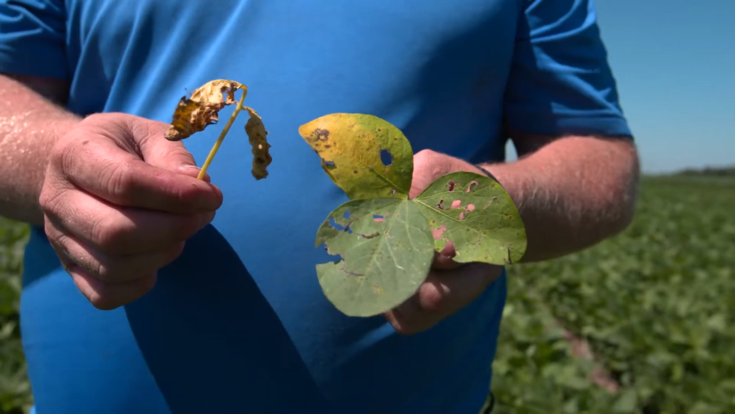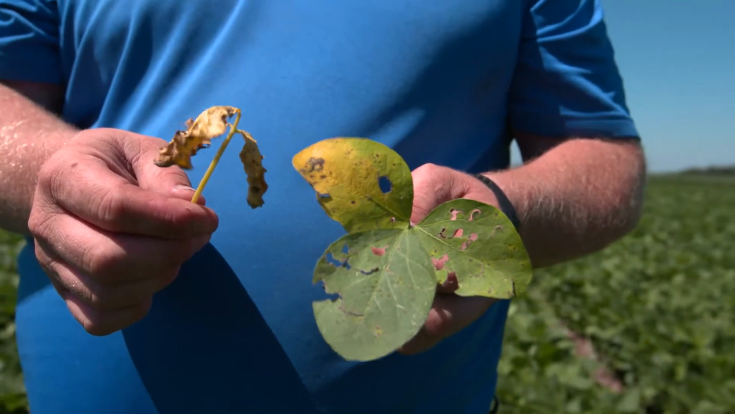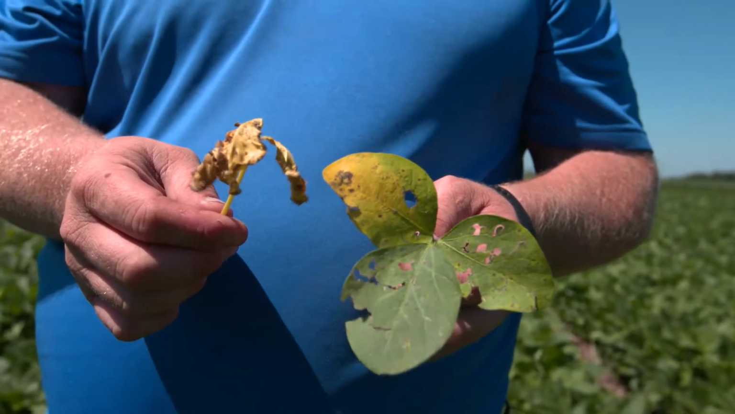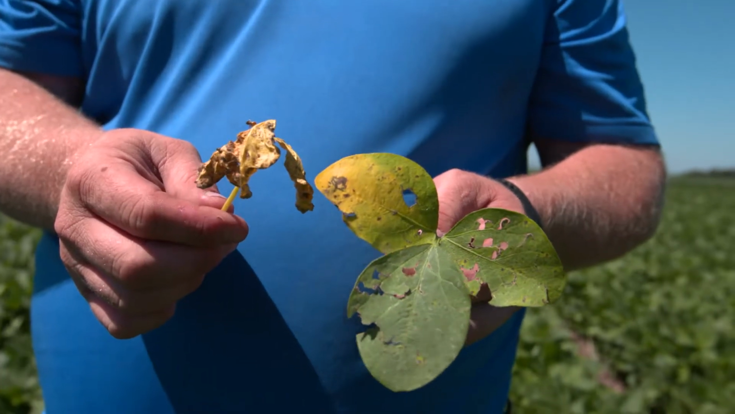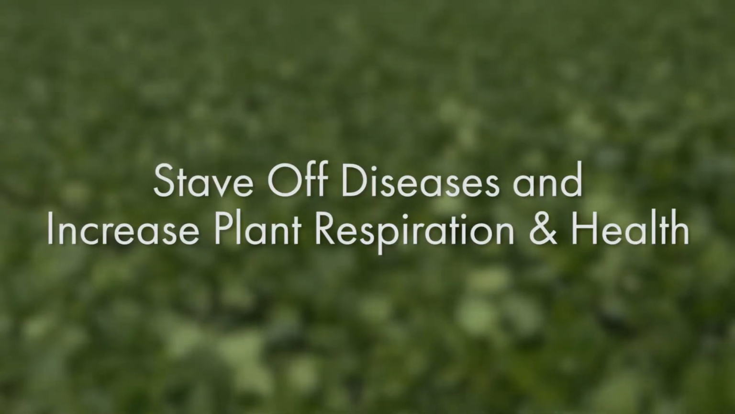Not one of them really hits an economic threshold, but when you add them all together, they're doing enough damage to decrease that pod set. The second thing, we get to stave off low-level diseases and increase the plant health and respiration of this plant to really help us get to that next level of yield.